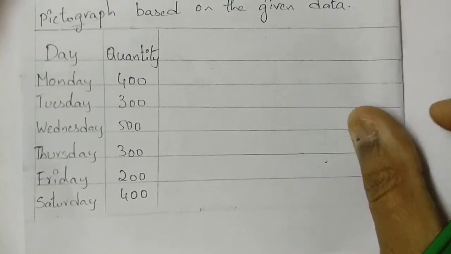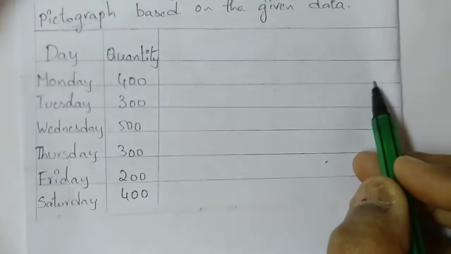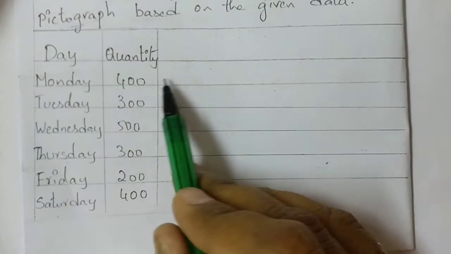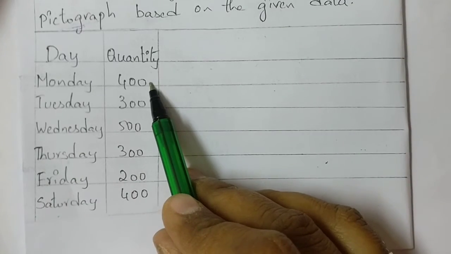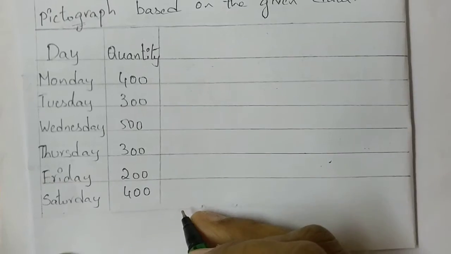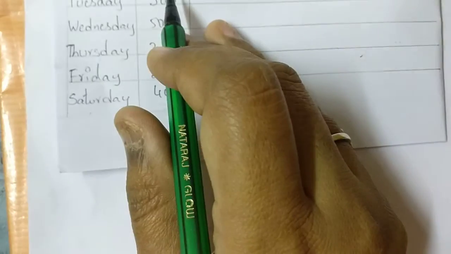Okay, now see children. Here Monday 400 fishes you can draw. We cannot draw 400 fishes, means why, we can draw, but here there is no space. That's why we have to take one scale, Nana. Scale means not you are using a ruler. See, scale means, for example, 400 means for example.